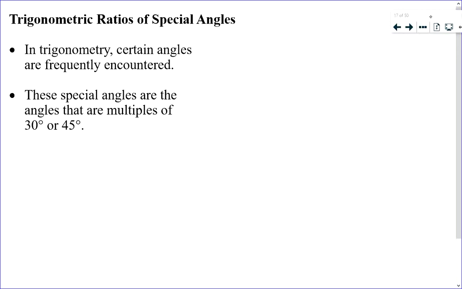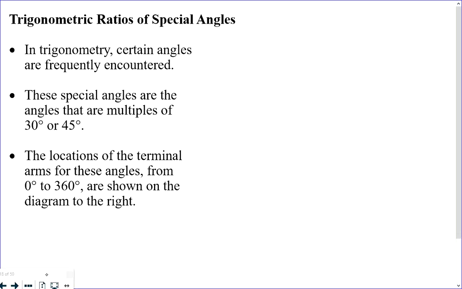So special angles are angles that are multiples of 30 or 45 degrees. I want you to notice that if I start looking at multiples of 30, I'm going to hit 60 degrees and I'm going to hit 90. So often what we say is special angles are multiples of 30, 45, 60, and 90. But 30 covers a lot of that.